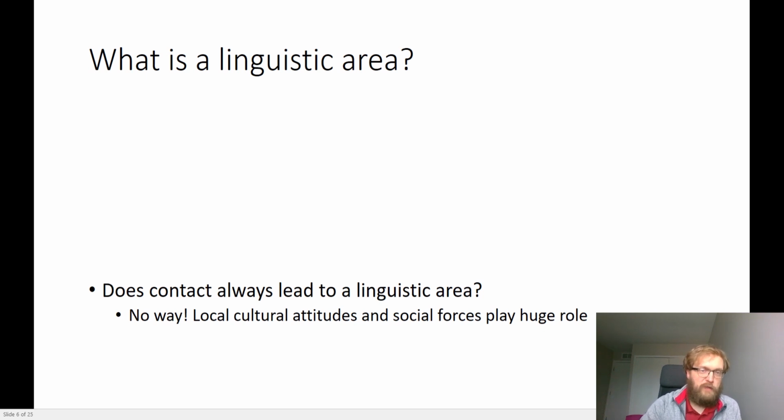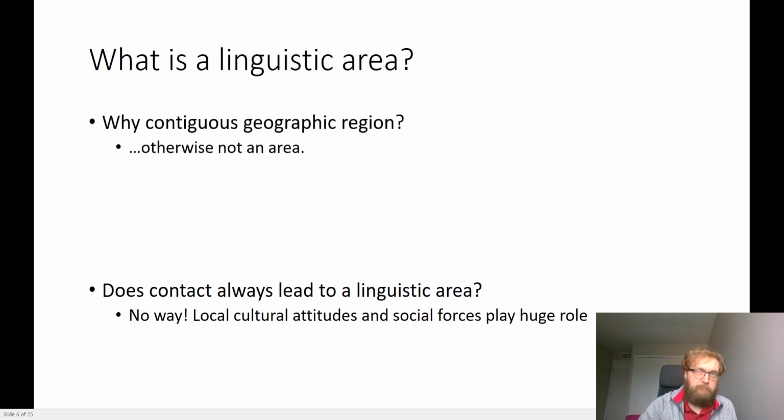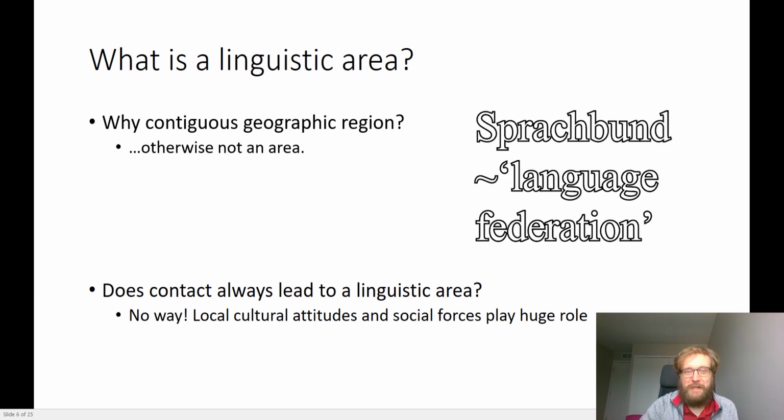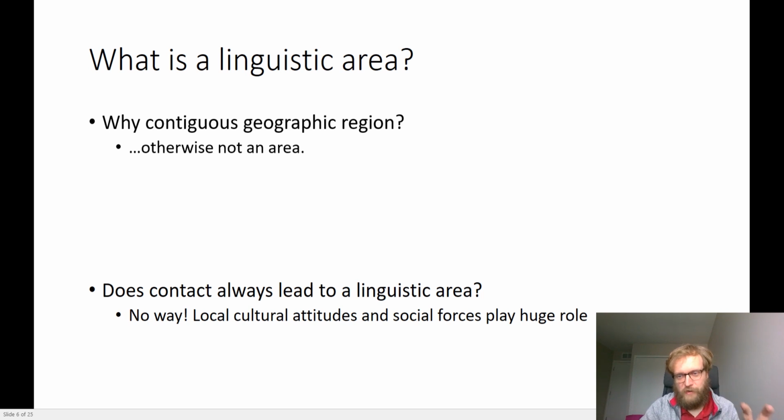Now, it's of course not always the case that contact leads to a linguistic area. There's all sorts of factors that come into play there. There is so much local, cultural, social context, political, historical context that makes a difference. But it's definitely got to be a contiguous geographic region. You can't just pick 2 random spots and claim that that's a linguistic area. A linguistic area, when people talk about this, they also use the German word Sprachbund to refer to just like an area, a region. It's got to be somewhere that's contiguous. Otherwise, we're talking about some other kind of relationship.